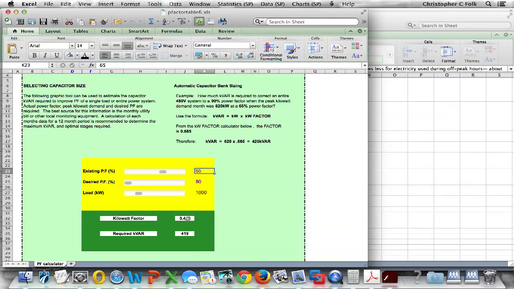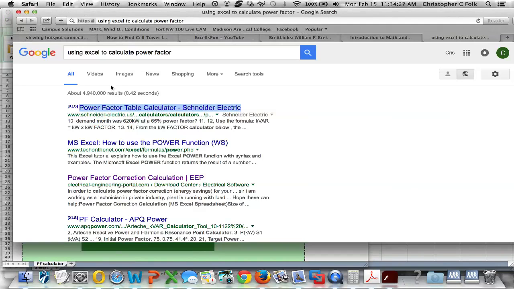The thing I like most about this is it gives me the formula, and it helps me to learn how to apply these functions in Excel. So great little tool. And again, I found that by going to this website right here. I typed in using Excel to calculate the power factor, and it showed me power factor table calculator. And when you click on that, it will take you to that sheet.